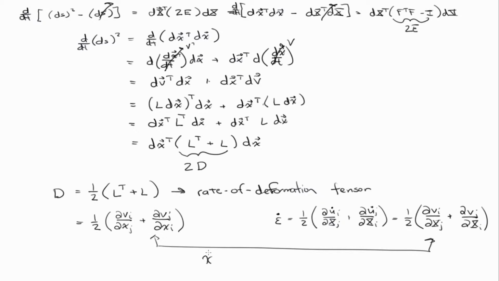And remember, the relationship is that x is equal to X plus u. So for small u, for small displacements, the two configurations are roughly the same. So in other words, what I'm saying is the rate of deformation tensor agrees with the rate of small strain, the rate of linear strain. Okay?